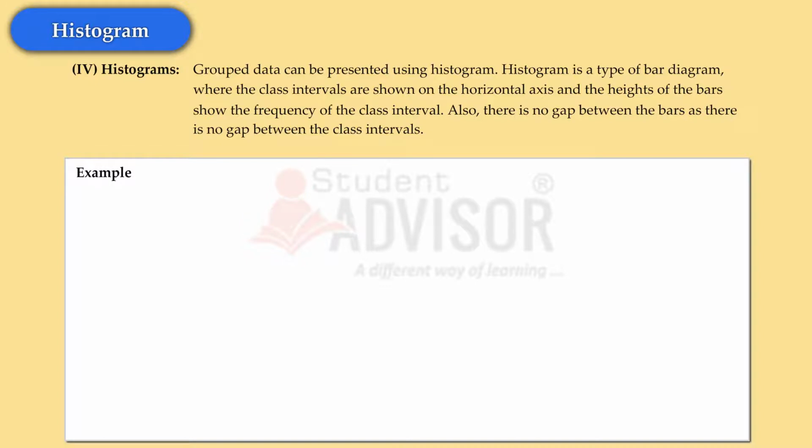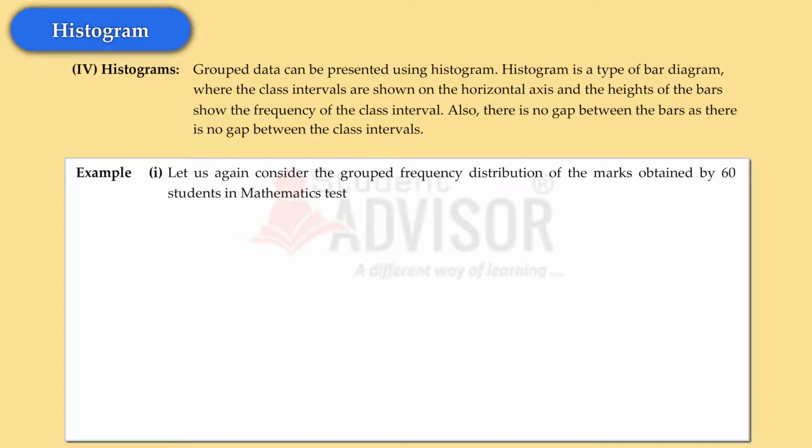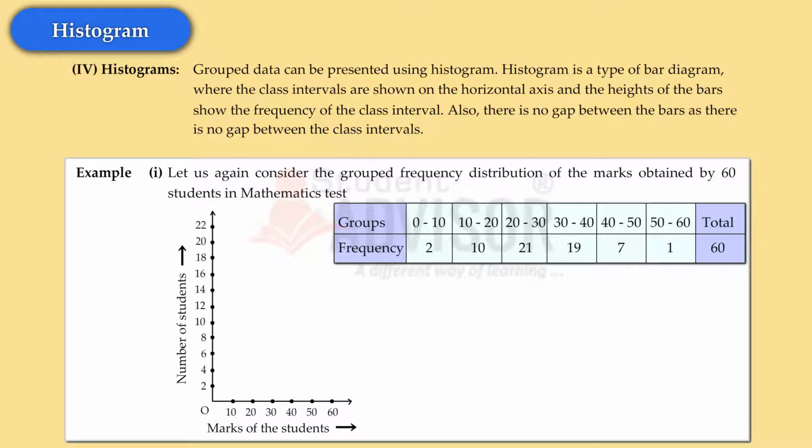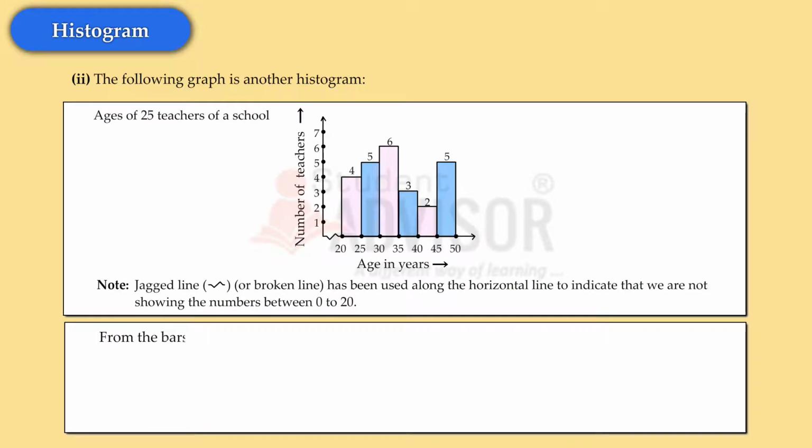Study the given example. 1. Let us again consider the grouped frequency distribution of the marks obtained by 60 students in a mathematics test. 2. The following graph is another histogram. From the bars of this histogram, we can answer the following questions.